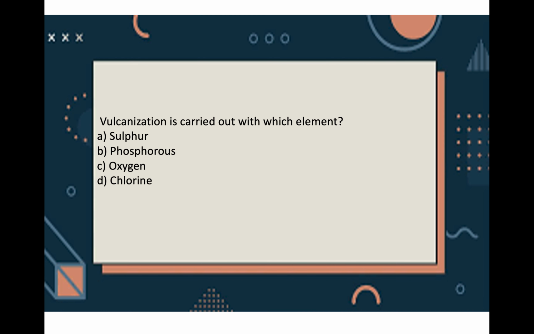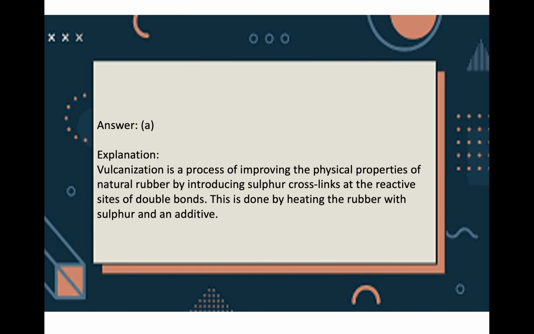Now vulcanization is carried out with which element? Is it sulfur, phosphorus, oxygen, or chlorine? So the answer is sulfur. Because what is vulcanization? We can improve the physical properties of natural rubber by introducing sulfur crosslinks at reactive double bond sites. So we are doing it by heating rubber with sulfur and an additive.